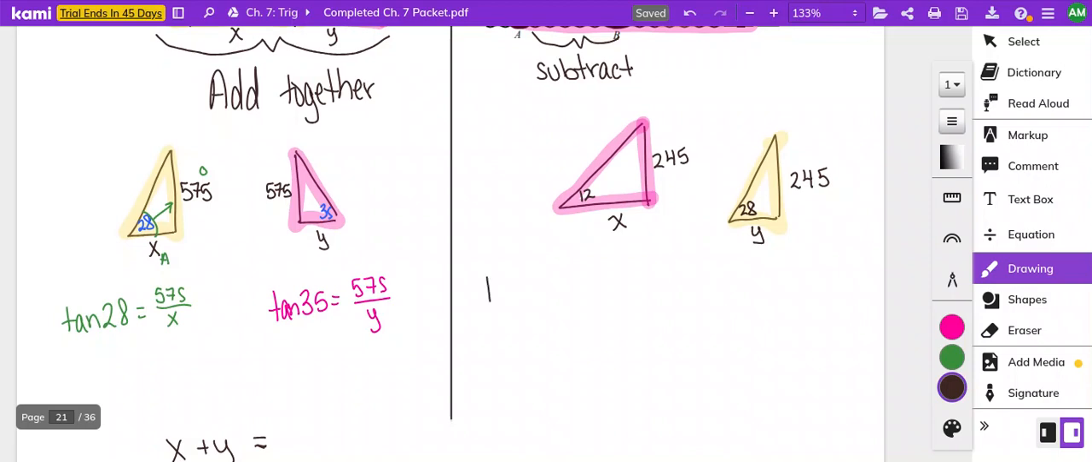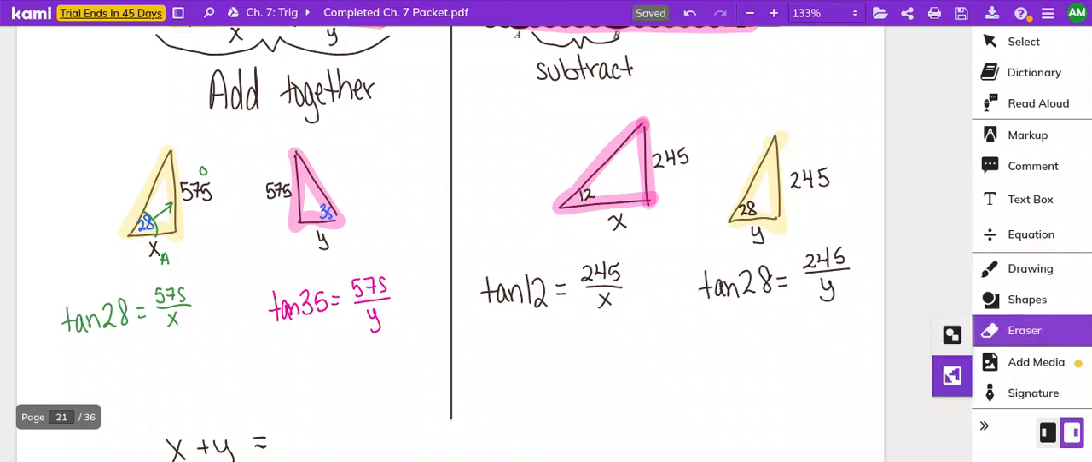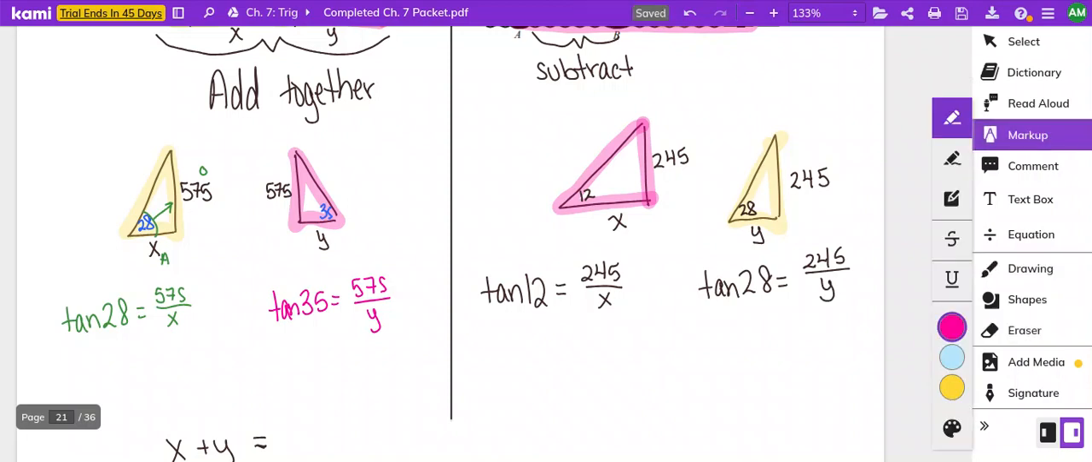And again, you're just going to do two different steps for trig. So I'm going to do tangent again. Tangent of 28 is 245 over X. Once I solve that, I'm going to do tangent of 12 is 245 over Y. Now I thought I made a mistake over here. I thought I wrote 28 twice, but I'm good on both.